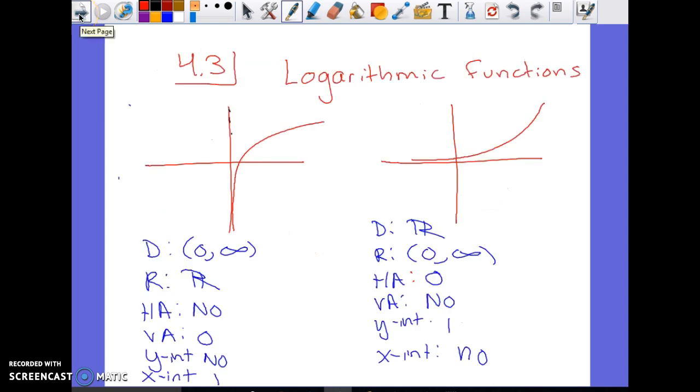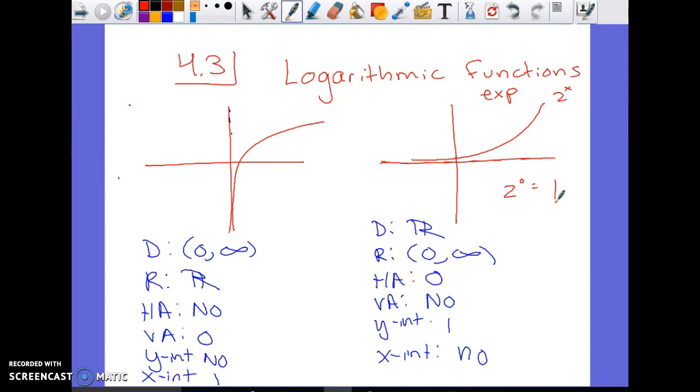Alright, so as always, let's look at the domain and range. So last time, you should already have this in your notes, we talked about exponential functions, something like 2 to the x or 3 to the x, doesn't really matter, or even e to the x. Its domain is always going to be all real numbers, its range is going to be from 0 to infinity. We're going to have a horizontal asymptote at 0, no vertical asymptotes, and a y-intercept at 1, because if I plug in 0 for x, I get 1, and no x-intercepts.